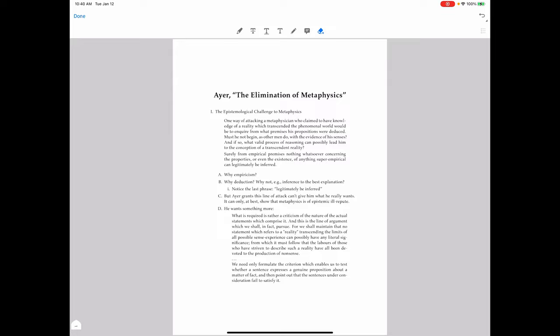But in any case, Ayer grants that this above line of attack is only going to show metaphysicians to be epistemically suspect. He wants something more. What's required is rather a criticism of the nature of the actual statements which comprise it, it being metaphysics.